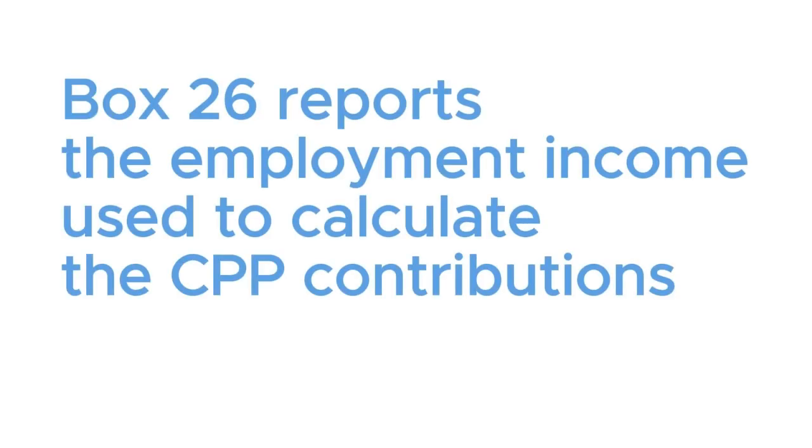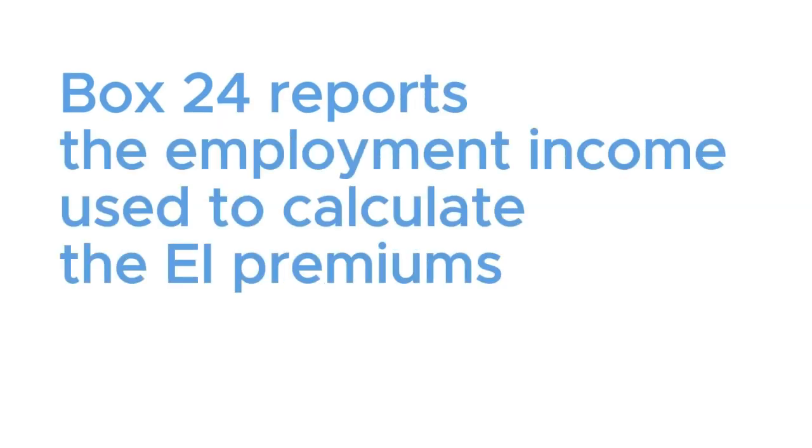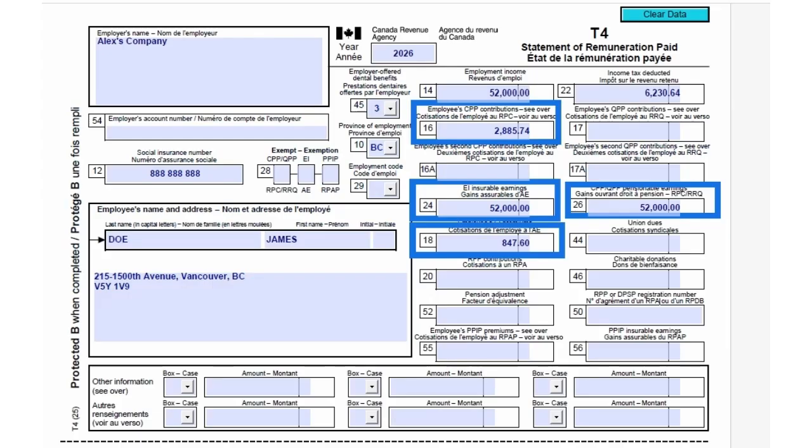Keep in mind that box 26 shows the employee's CPP pensionable earnings, the employment income used to calculate the CPP contributions reported in box 16. Similarly, box 24 shows the employee's EI insurable earnings, the employment income used to calculate the EI premiums reported in box 18. These amounts help the CRA verify that the CPP contributions and EI premiums have been calculated correctly.